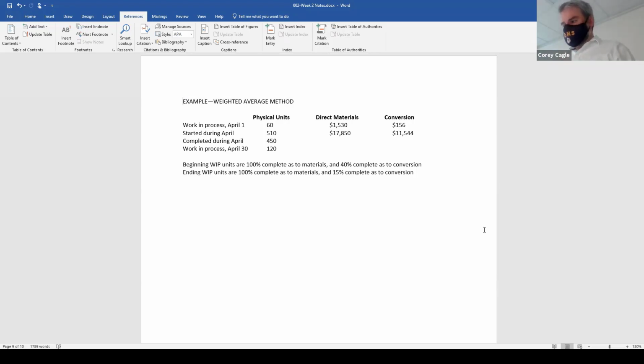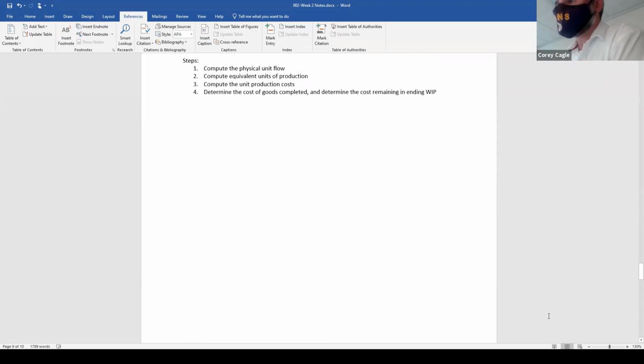Step 1. All right, they'll give you the information every time, the same information. So here's how many units we began with. We started some more, we completed some, we still have some unfinished units. Step 1 is just to figure out what's going on with your units. They've kind of got it set up the way I like to write it on paper, but I do the same thing every time. I try to write it in the same place on the paper every time, so it just comes natural.